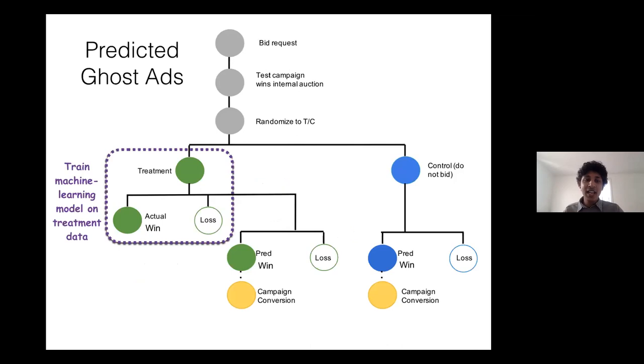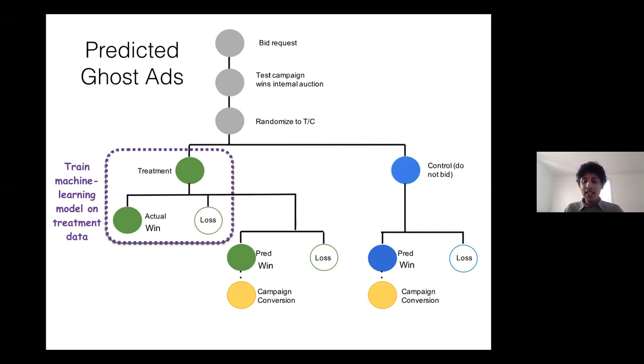And what we do is you can train a machine learning model to try and predict, given the ad served, who wins and who loses, right? Based on this cookie information that comes from the user. Now, on the control side, what happens is we still get the information from the ad exchange, but we don't bid. We don't spend money. We just save this information down.